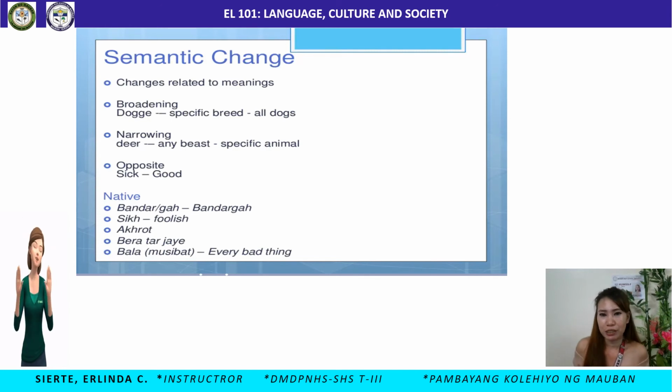Next is opposite. So we have sick and cute, okay? Beautiful, ugly, okay? Tall and short. Okay, so those are examples of opposites. Now we have also the negative example. So take time to read it.